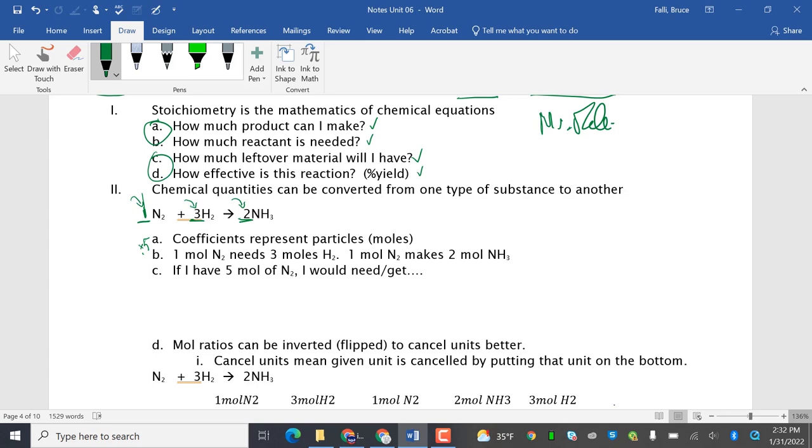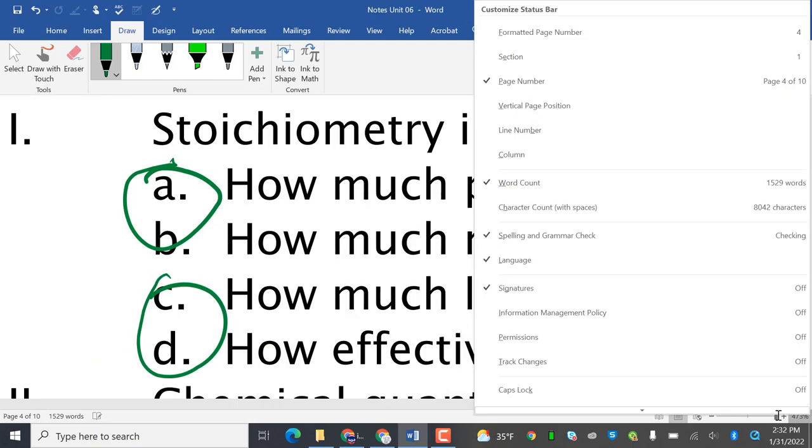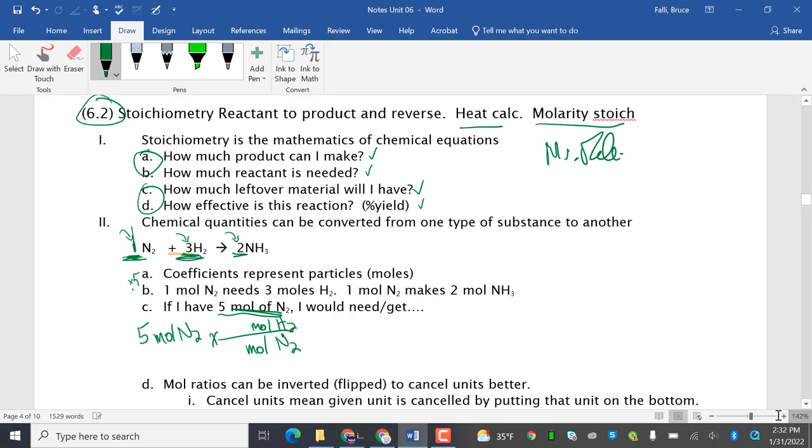So let me show you when it gets meaner than that. Remember, this is my given: 5 moles of N2. I have 5 moles of N2, and I want to convert it into moles of H2. I need a relationship between hydrogen and nitrogen. 1 nitrogen makes 3 hydrogens, and 3 times 5 is 15 moles of hydrogen. And remember, the diagonal stuff cancels. That's not so bad at all.